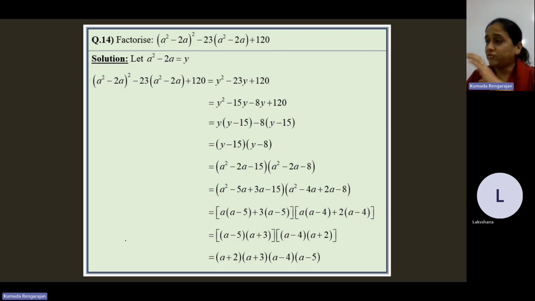Now, if you have trouble with factorizing a quadratic polynomial, then you might think that I haven't explained it clearly. So then I'll send a video. Children, start working. 9th standard students, start working.